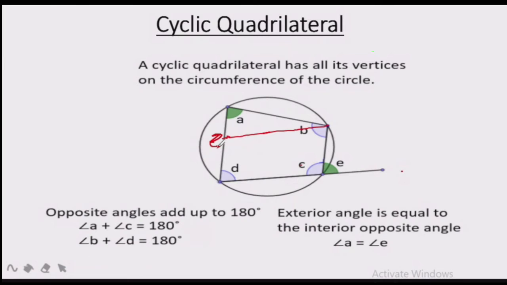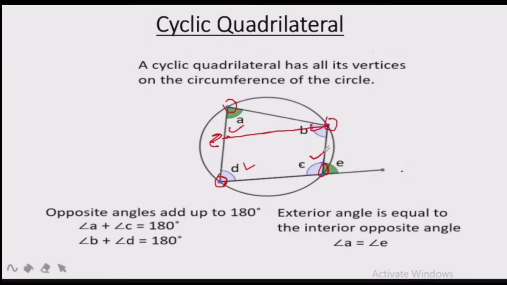Now, the first one touches at this point, at this point, and at this point, and at this point. All the vertices touch, all the points touch our circumference. But now let's construct another one, which is D E B C. Now one point of this quadrilateral doesn't touch the circumference.